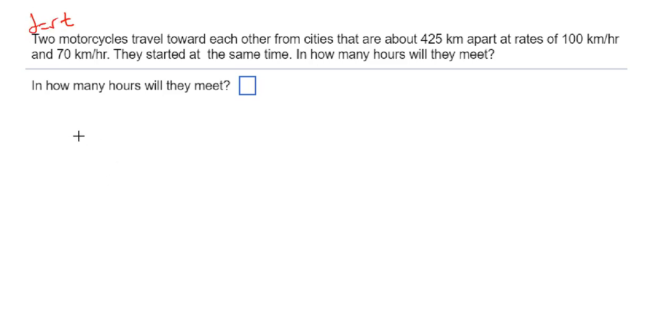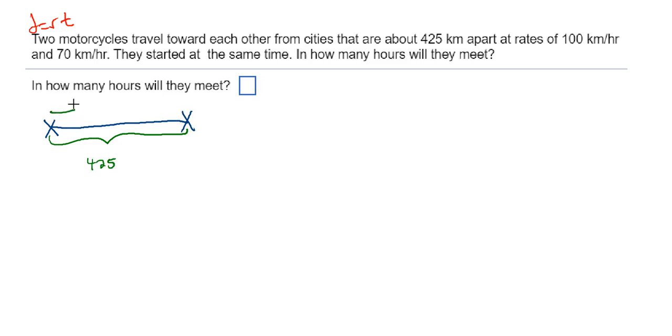All right, I'm going to draw another picture. We have two motorcycles traveling toward each other from different cities. I'm just going to think of it as a straight line. So here's one city, here's another city. Let's try that again. I'm not liking how that's looking. This is one city, and we're traveling toward another city. That looks better. Okay, and we're told these are 425 kilometers apart. So that's the distance between them.